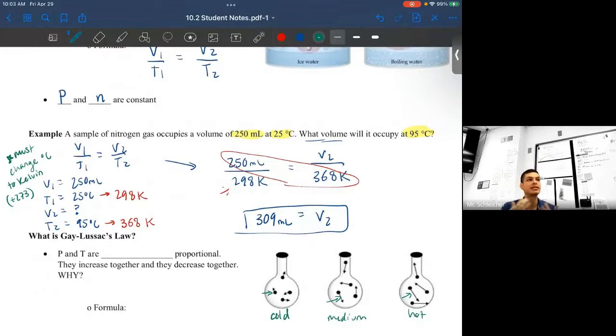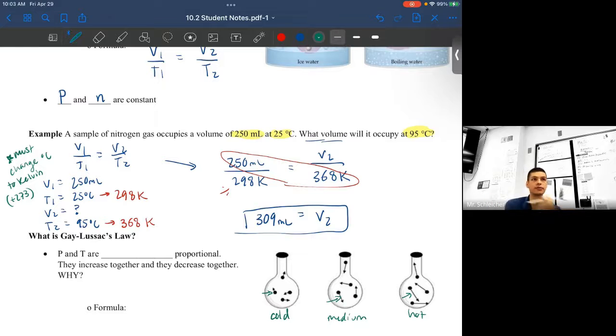But we have to think about what's happening with pressure. So pressure is caused by the collisions of the gas molecules against the walls of the container. We know that. If the gas molecules are moving faster, do you think they collide more forcefully? Yeah. So what do you think happens to the pressure as temperature goes up?